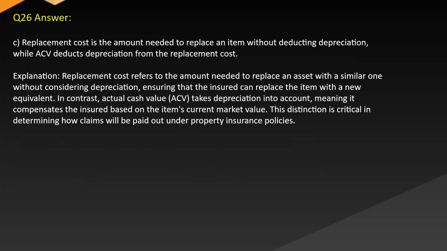Answer: C. Replacement cost is the amount needed to replace an item without deducting depreciation, while ACV deducts depreciation from the replacement cost. Explanation: replacement cost refers to the amount needed to replace an asset with a similar one without considering depreciation, ensuring that the insured can replace the item with a new equivalent. In contrast, actual cash value (ACV) takes depreciation into account, meaning it compensates the insured based on the item's current market value. This distinction is critical in determining how claims will be paid out under property insurance policies.